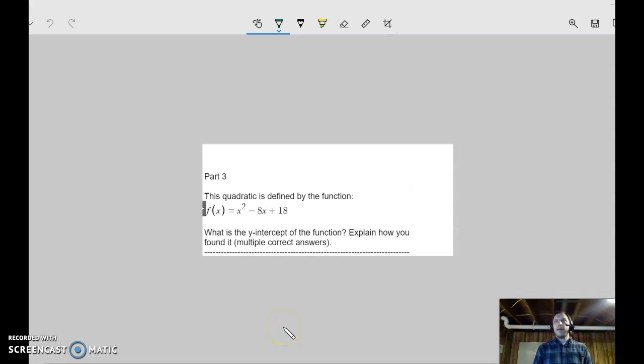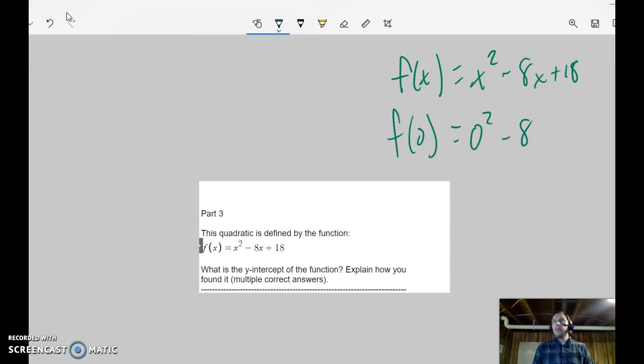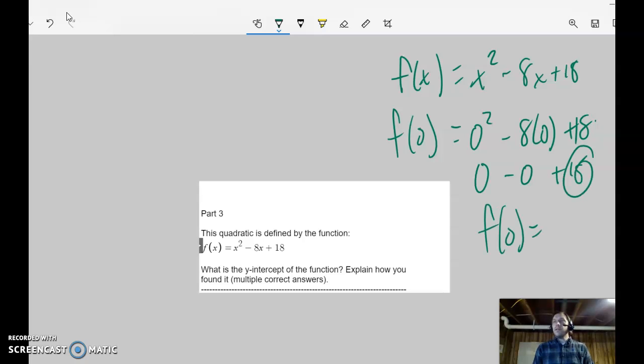So this is the function f(x) equals x squared minus 8x plus 18. We need to find f(0), because that will give us the y-intercept. If you notice, when we plug 0 in for x, we get 0 squared minus 8 times 0, which is 0, plus 18. So f(0) equals 18, and our y-intercept is going to be the point (0, 18).